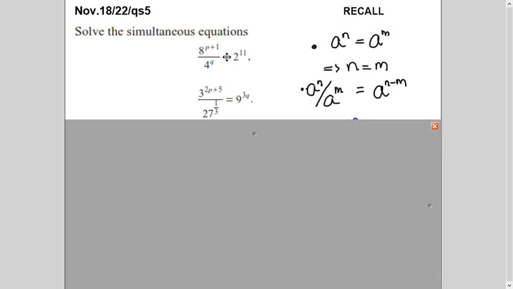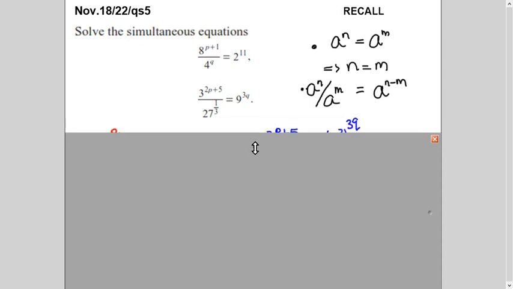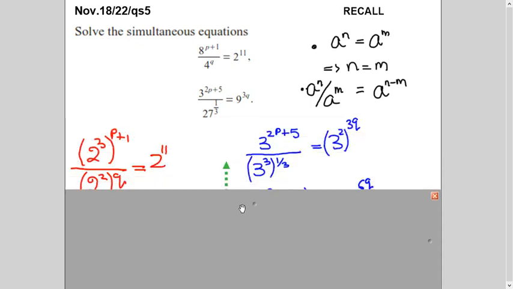So I will simplify this equation and this equation side by side. See here. What I have done, let's look at this first. I'm changing 8 to base 2. 2 power 3 is 8. p plus 1, I'm writing as it is. 4: 2 power 2 is 4. q, I'm writing as it is. And this is 2 power 11. So I have changed this whole exponential equation into base 2.